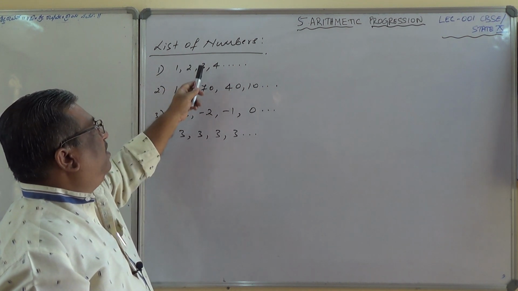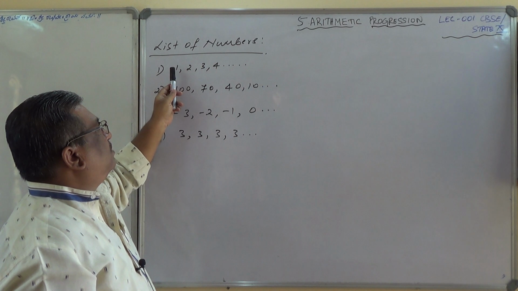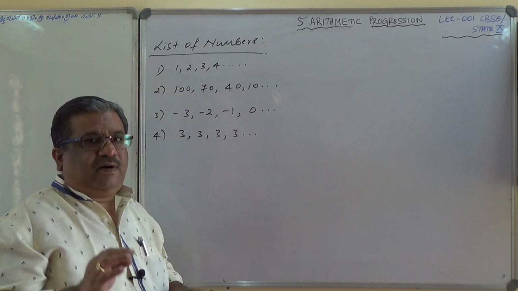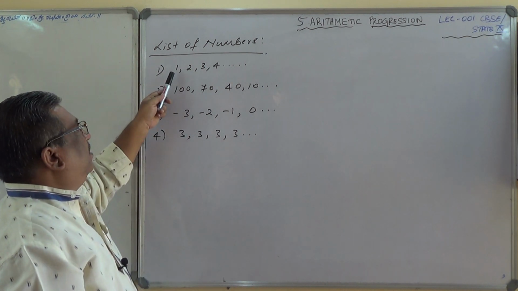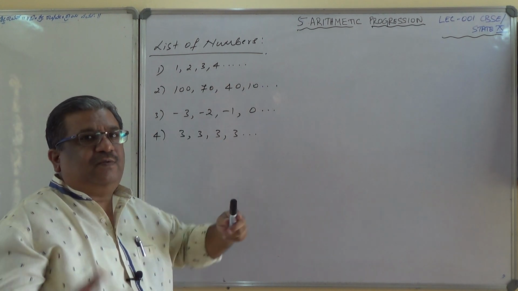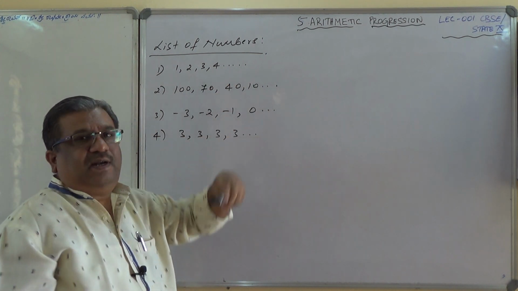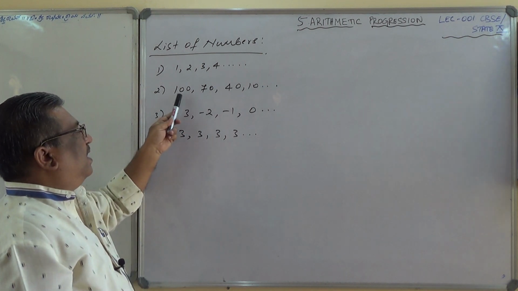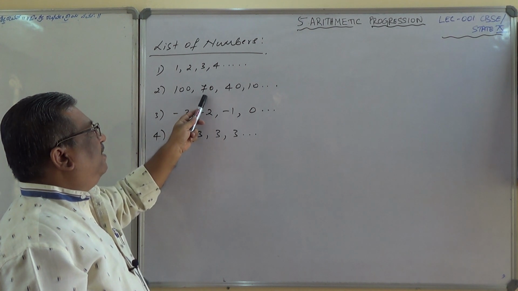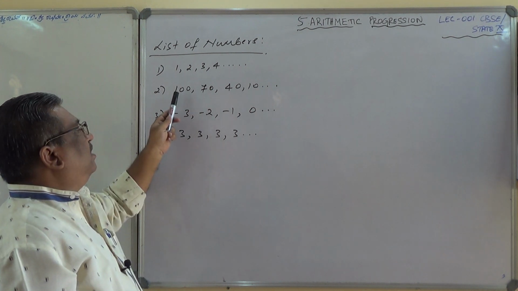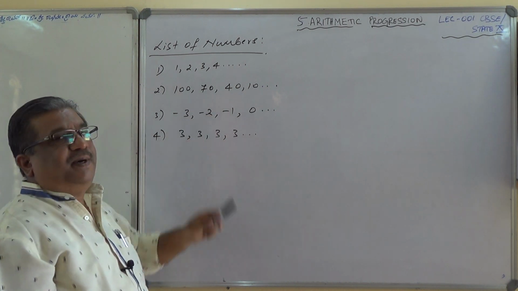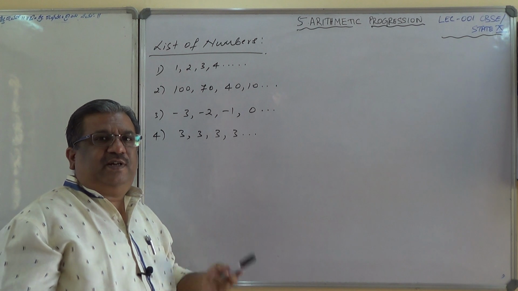In this list, 1, 2, 3, 4 are called terms of the list or the terms of the sequence. 1 is called the first term, and when it continues there is no last term because it is infinitely continuing. Here the first term is 100. How do you obtain 70? By adding minus 30 to 100. How do you obtain 40? By adding minus 30 once again to 70. How do you obtain 10? By adding minus 30 to 40.